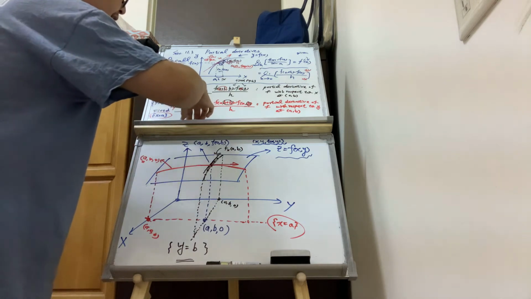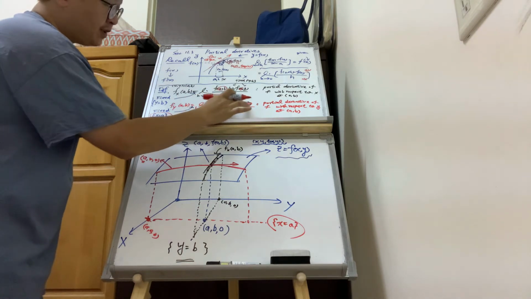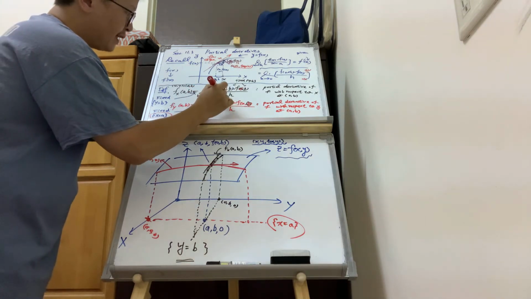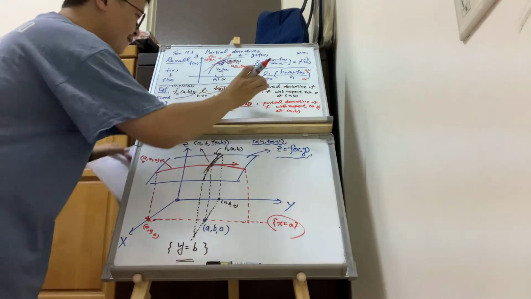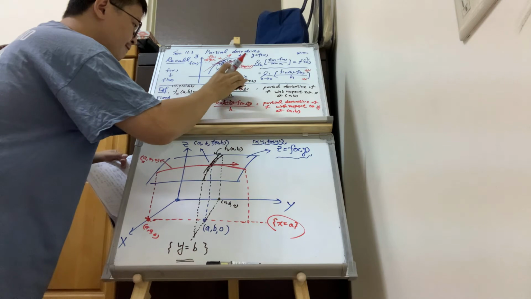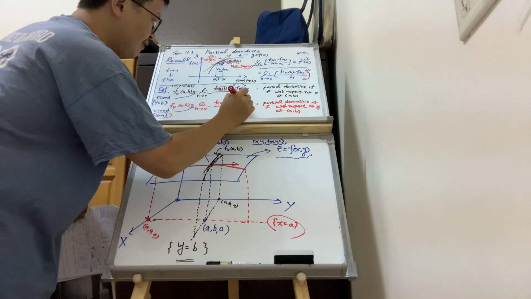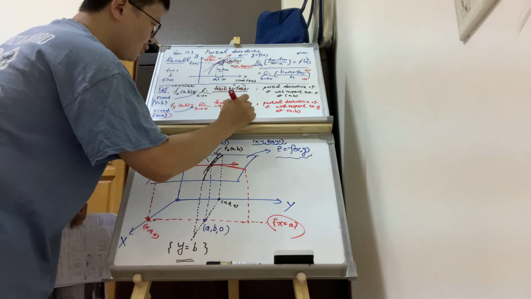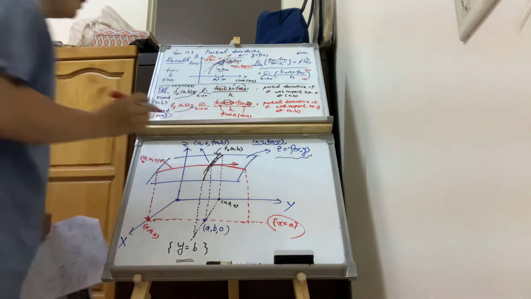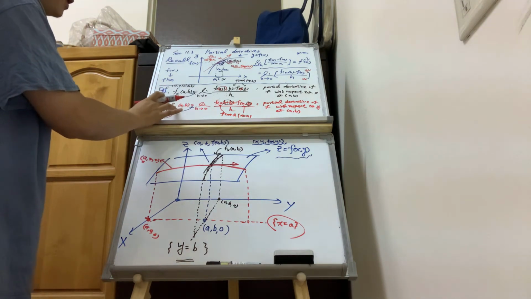And indeed you could see that here we change in the y coordinate, but in the x coordinate both of them are a, so we fix x equals a. So this is the partial derivative of f with respect to y, and here is the partial derivative of f with respect to x.